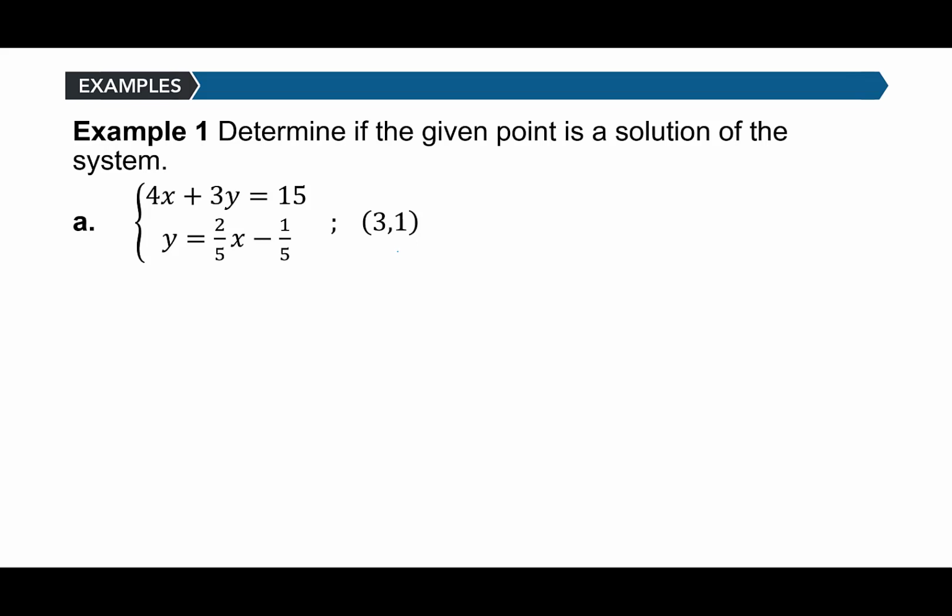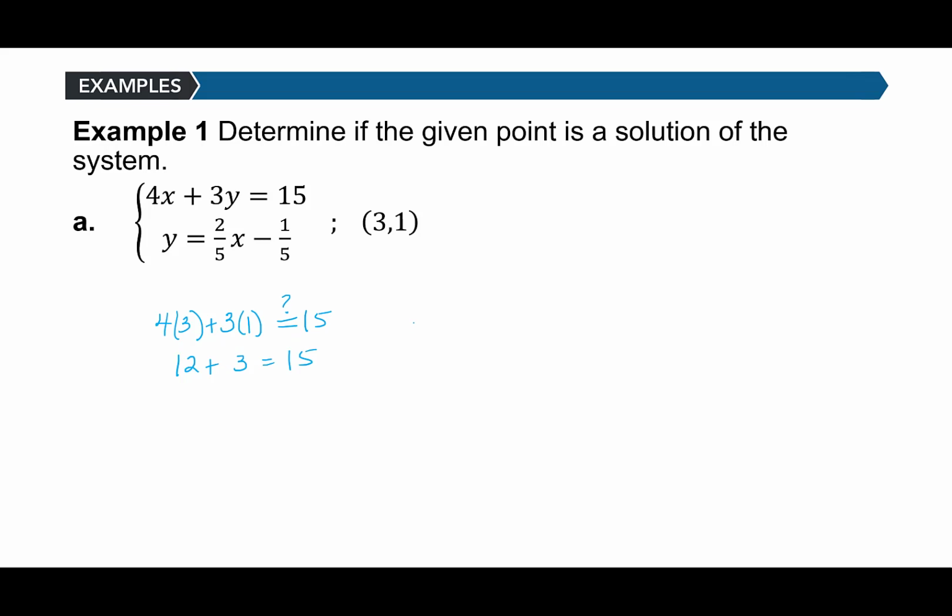Now, we could certainly graph each line and see that (3, 1) is their common point, but an easier way is just to substitute the values of 3 and 1 in for x and y. So we would have 4 times 3 plus 3 times 1, and we want to see, is this equal to 15? Well, that's 12 plus 3, which is 15. So (3, 1) is a solution of that first equation.